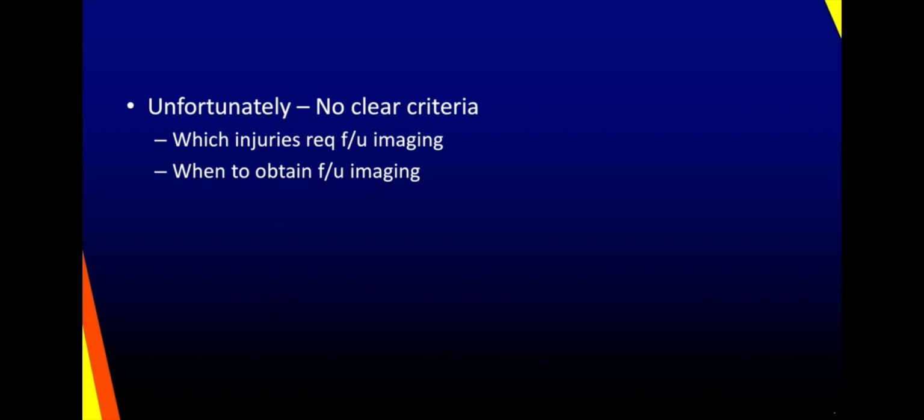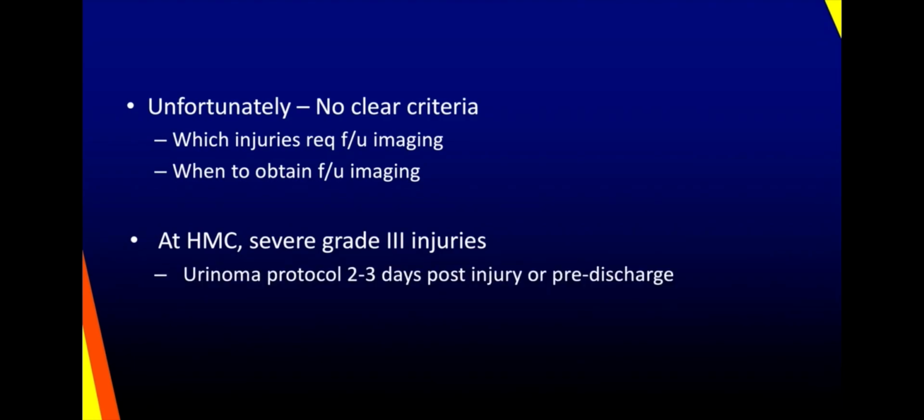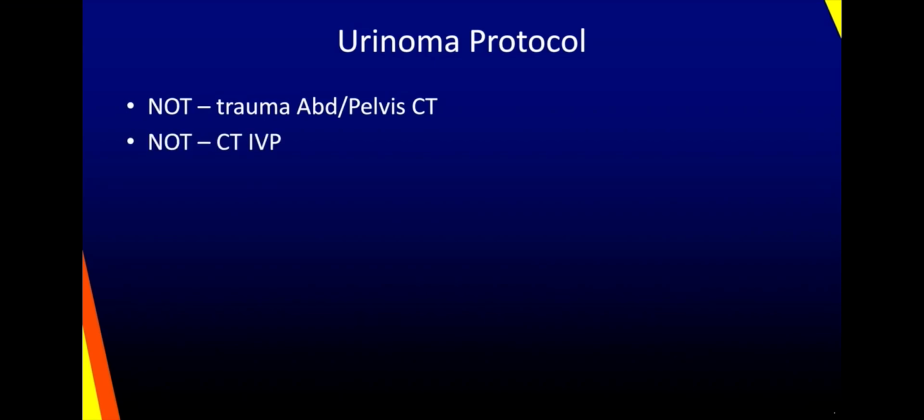Unfortunately, there are no clear criteria as to which injuries require follow-up imaging and when to obtain follow-up imaging. At our institution, severe grade 3 injuries undergo a urinoma protocol 2 to 3 days following injury or prior to discharge if that is earlier. A urinoma protocol is not a trauma abdomen pelvis CT, and it's not a CT IVP. It's a low-dose CT specifically designed to evaluate for urinary extravasation.